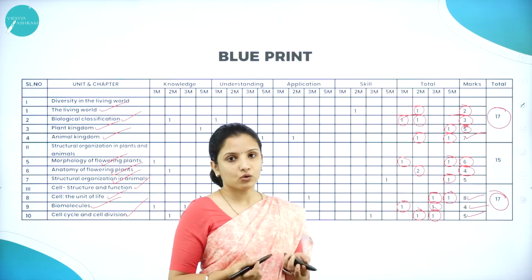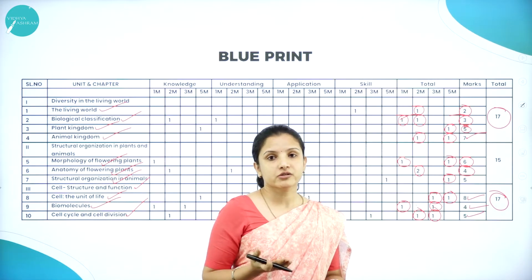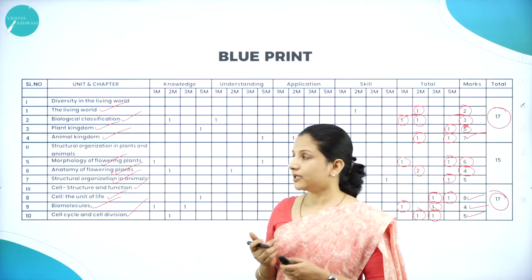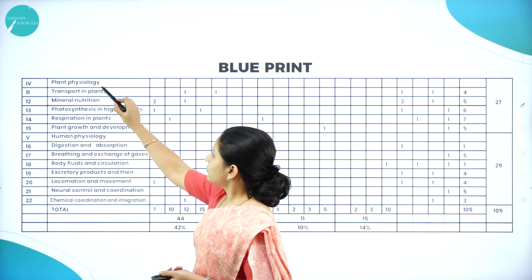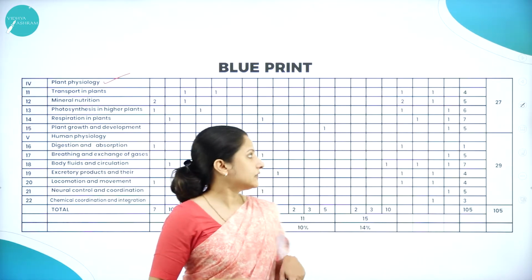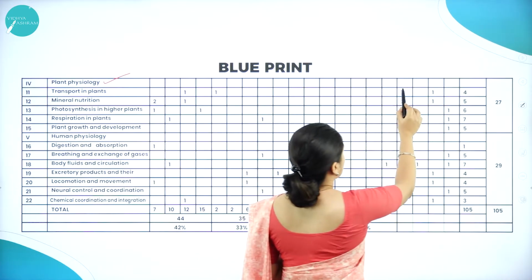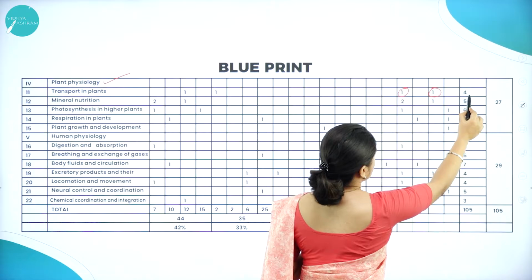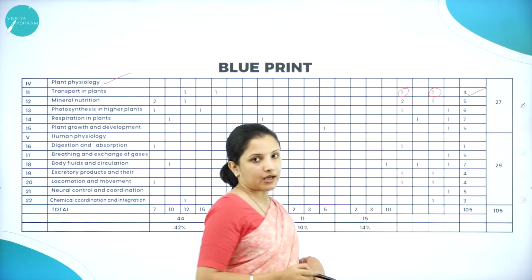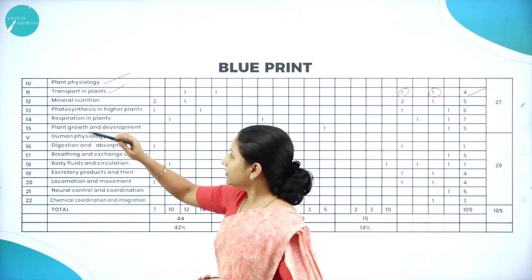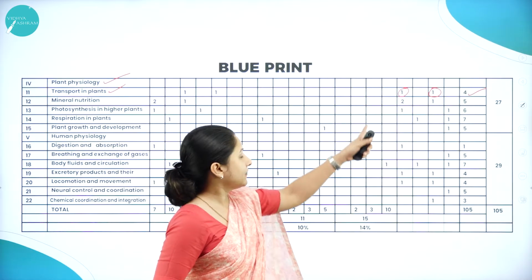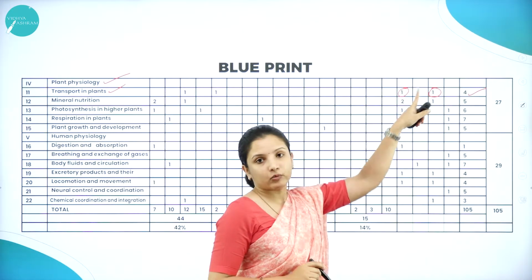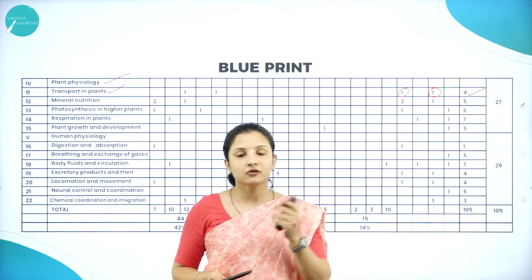Again, you will have to read the whole textbook because I told you how they divide the questions and ask. Next, moving on to plant physiology. So plant physiology, they will ask 1 question for 1 mark and 1 question for 3 marks, therefore a total of 4 marks. Plant physiology is a unit. Transport in plants, they will ask 1 question for 1 mark and 1 question for 3 marks. Therefore, it is 4 marks.